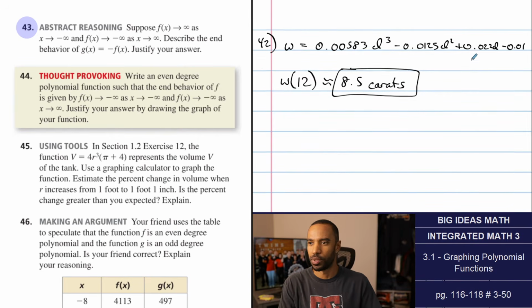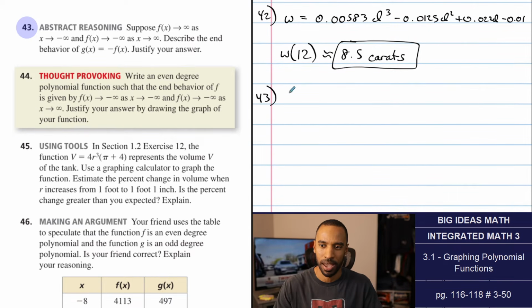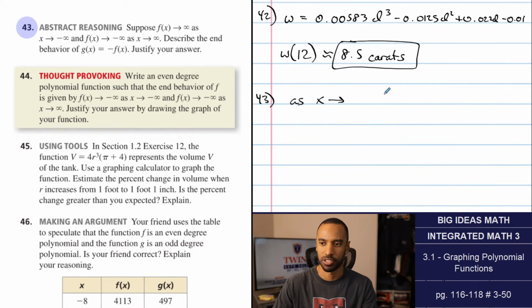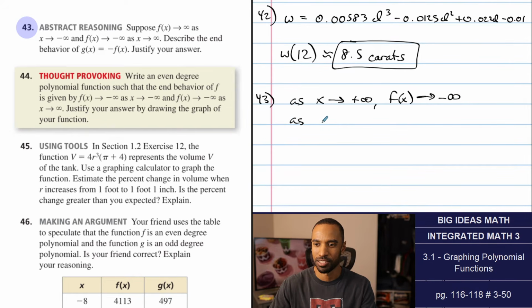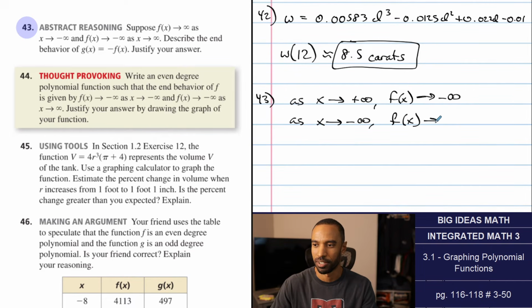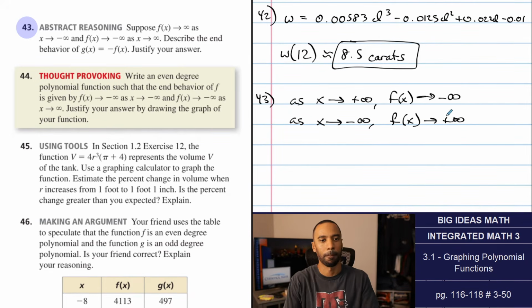Number 43, abstract reasoning. Suppose f of x approaches infinity as, hold on. I want to write this the way that I write it so I can see it. As x approaches positive infinity, f of x approaches negative infinity. And as x approaches negative infinity, f of x approaches positive infinity. All right, so we go right and down, and we go left and up.